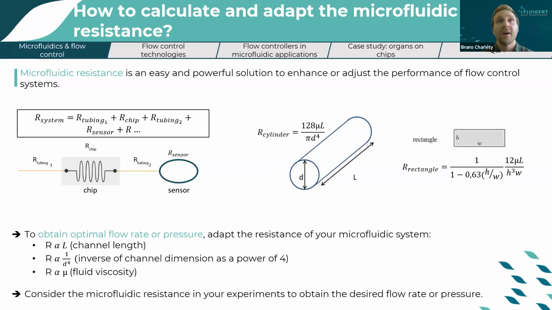Depending on the component geometry, different formulas exist to calculate this resistance. For instance, we have here the equation for cylinders as well as for rectangles. You can observe that the resistance will vary linearly with the channel length and the viscosity of the liquid used. However, more importantly, I would like to draw your attention to the fact that the fluidic resistance will vary inversely with the channel size to the power of 4. So instead of increasing or decreasing tubing length, it can be very interesting to change the internal diameter of the tubing. It will allow you to have way more drastic changes in resistance within your system.